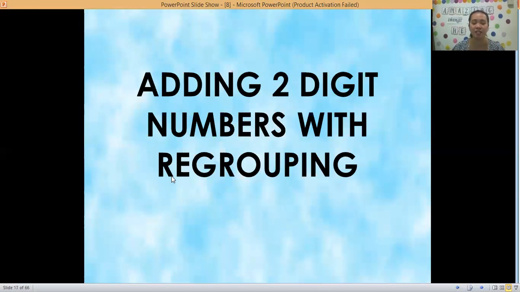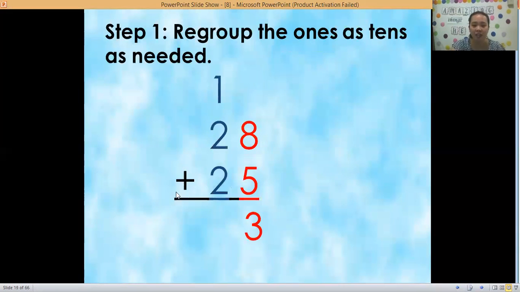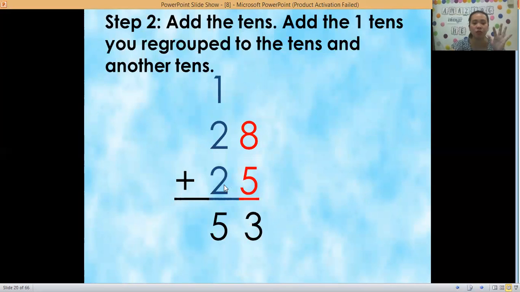Okay. Now, this time is adding two-digit numbers with regrouping. We need to carry. Okay? Remember? So 28 plus 25. 8 plus 5 equals 8, 9, 10, 11, 12, 13. We cannot write the 13 here. So, we need to carry 1 to the tens place beside the 8. Carry 1. So, 8 plus 5 equals 13. 3 will be here and 1 will go up there. So, 1 plus 2 equals 3. 3 plus 2 is step 2 equals 5. So, the answer is 53.